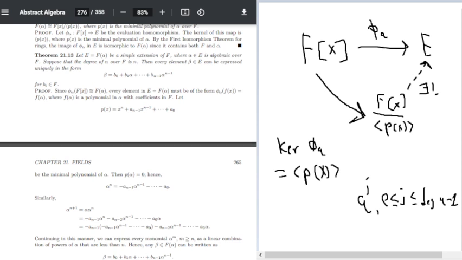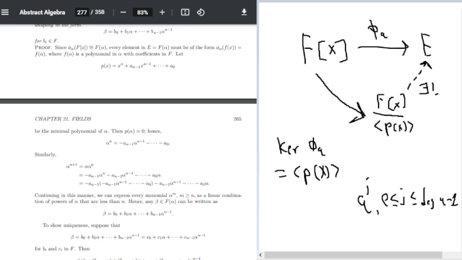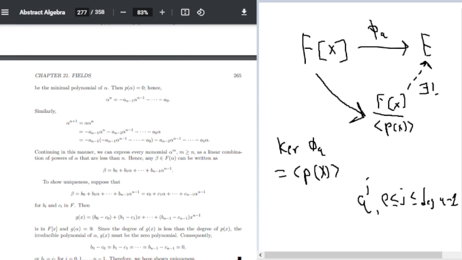Excuse me, proof. Since phi alpha of f of x is isomorphic to f of alpha, every element in E equal to f of alpha must be of the form phi alpha of f of x equals f of alpha, where f of alpha is a polynomial in alpha with coefficients in f. Let p of x be equal to x to the n plus a n minus 1 x to the n minus 1 plus on and on to plus a naught be the minimal polynomial of alpha. Then p of alpha equals 0.